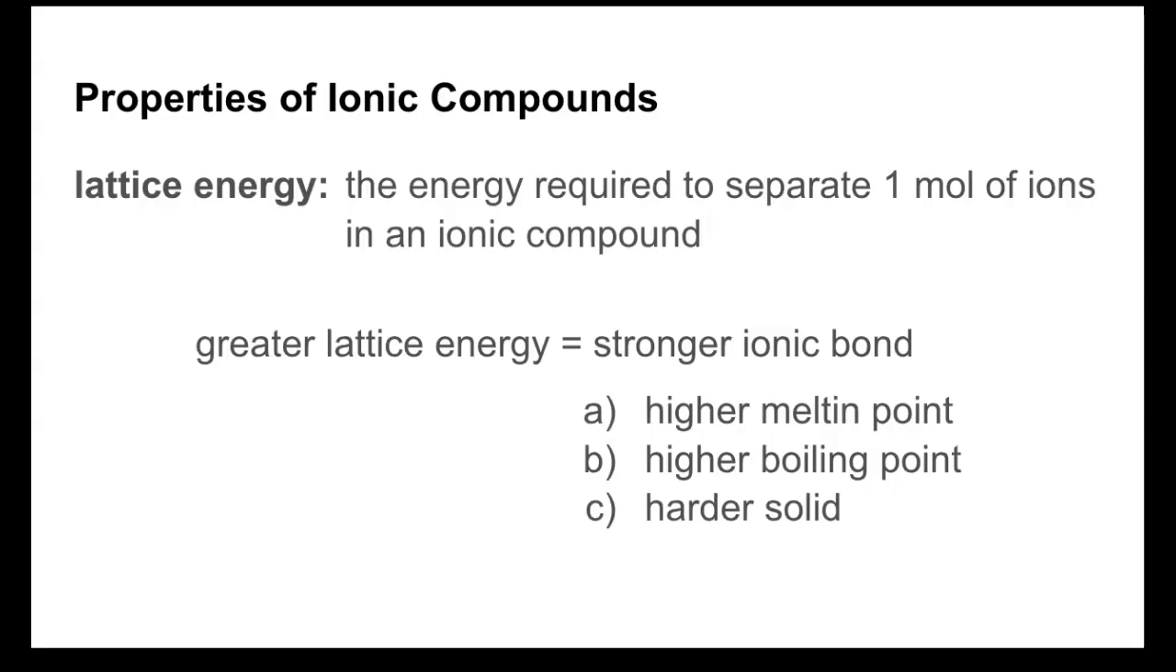So things like melting point and boiling point and hardness are kind of controlled by the strength of that lattice energy. I see that I missed a G on melting point here. I'm going to add that. Okay, so again, the greater the strength of attraction, the stronger the lattice energy, and the stronger the ionic bond.